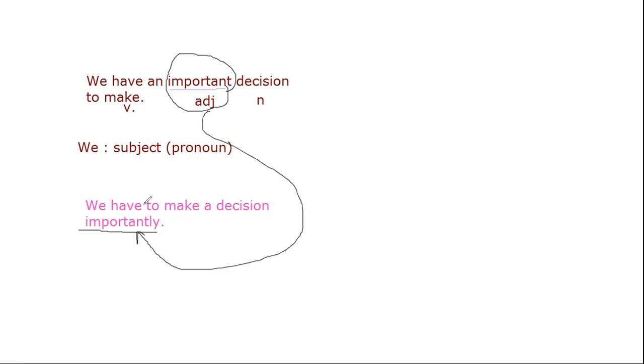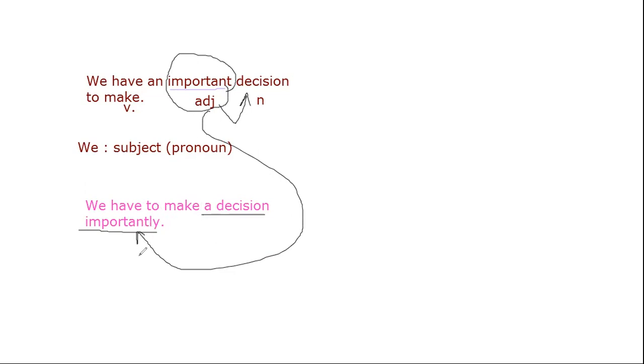And also the grammar structure changes because adjectives come before nouns. Now an adverb can come after the verb. Make a decision importantly. Okay? But adverbs cannot come before nouns like this. So the adverbs come, in this example, after the verb.